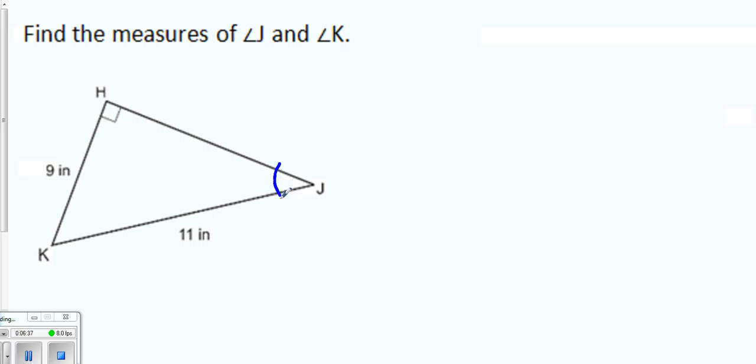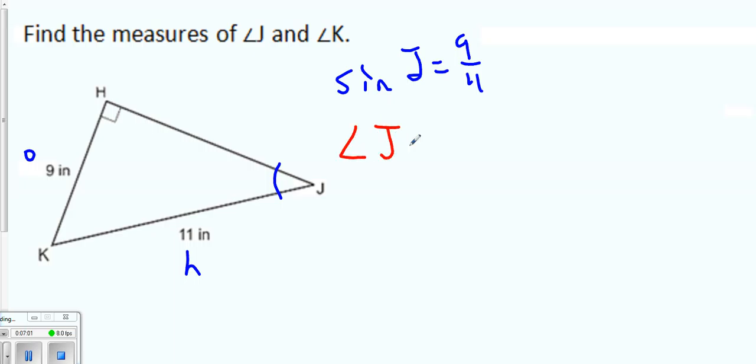So we need to find the measures of angle J and angle K. Well, again, if we're looking from angle J, we know the opposite and the hypotenuse. So we would say sine of J equals 9 over 11. So we'd have to take the inverse sine on both sides. If I did the inverse sine on both sides, this would get J alone. Angle J equals inverse sine of 9 over 11. And we just figure out what that equals.